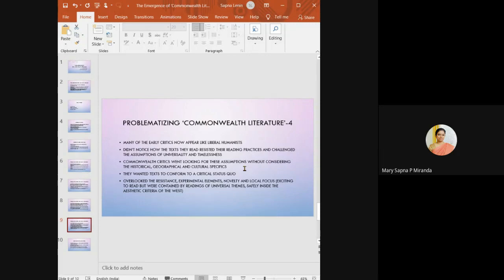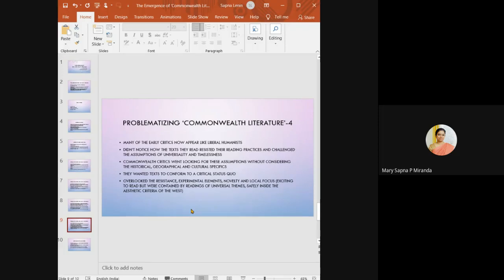Same size fits everyone. So they wanted to read every literary text that emerged from these countries based on this critical status quo. So they were overlooking the resistance, the experimental elements, the novelty, the local focus. All these things were overlooked. They found all these things very exciting. Okay, it's very nice to read all this experimental kind of stuff.